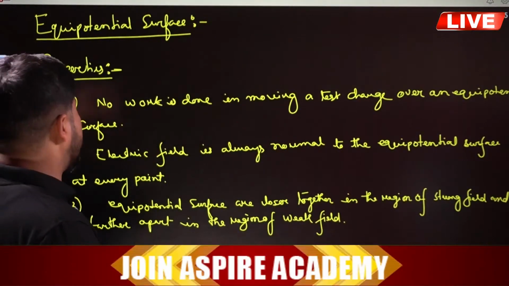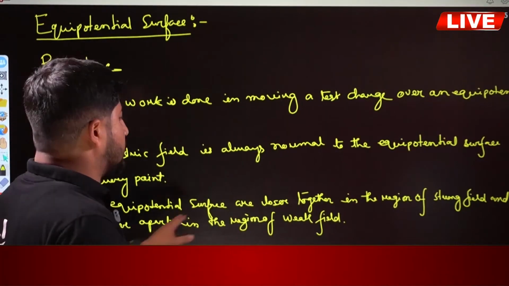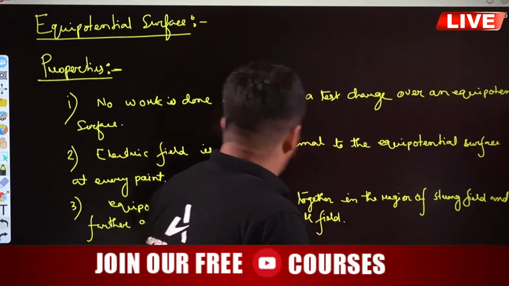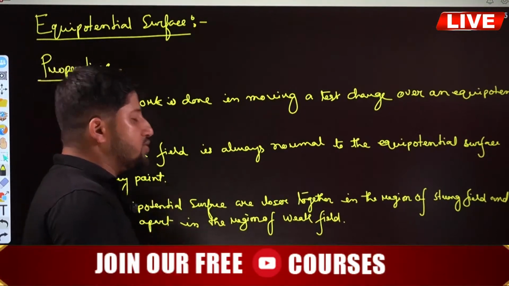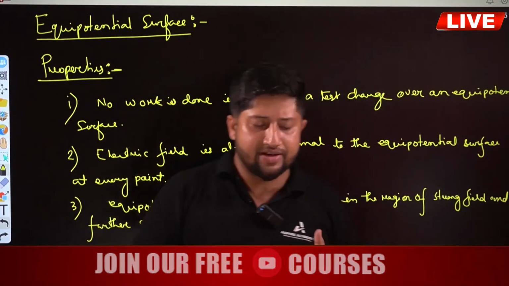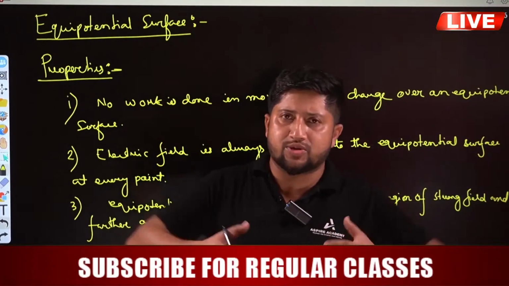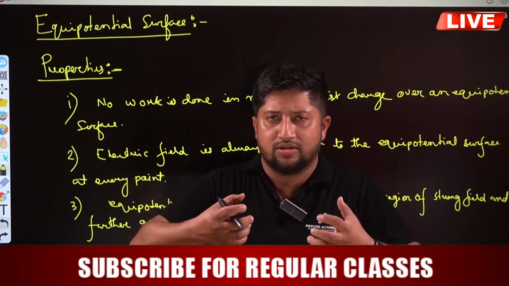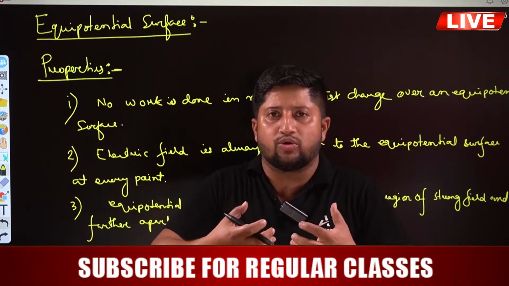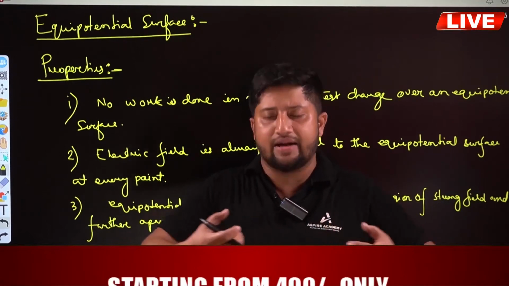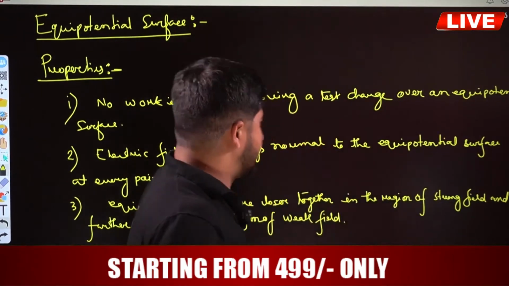So this is the main, another point is what? Equipotential surfaces are closer together in the region of strong field and further apart in the region of weaker field. Means suppose two equipotential surfaces are strong, they can come closer. If they can attract each other, they can come closer itself. And if the two are weak, they can be further apart. So this is the meaning of that.